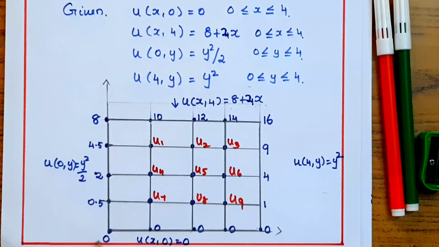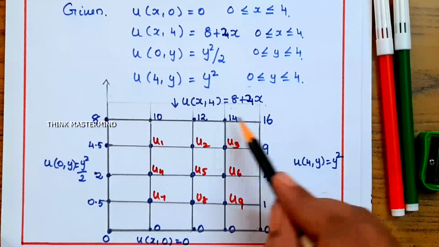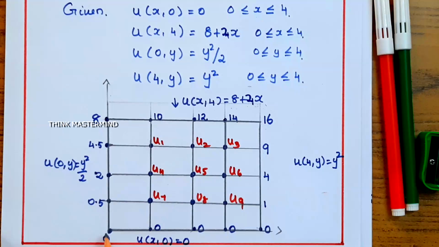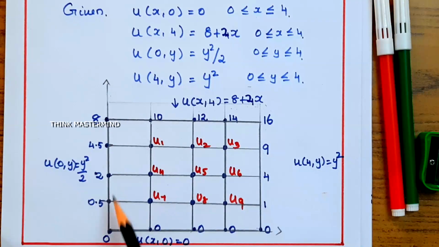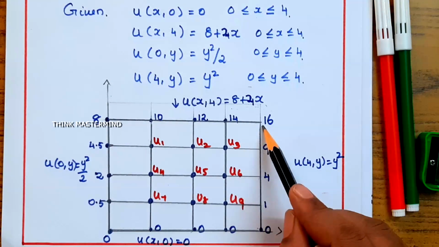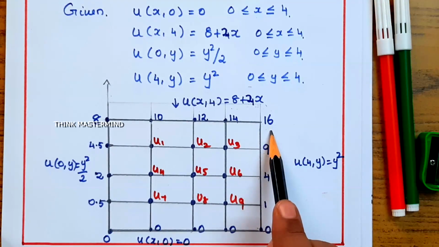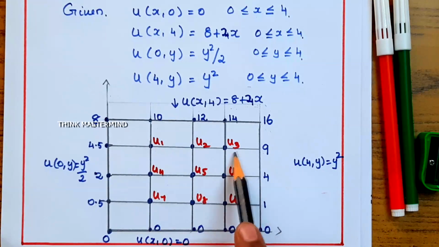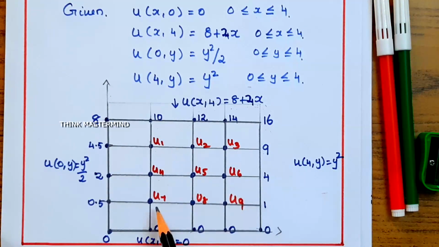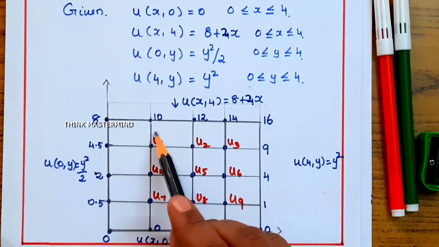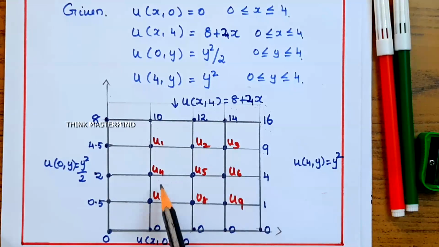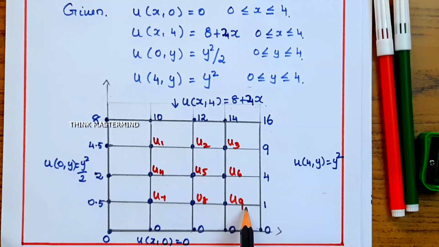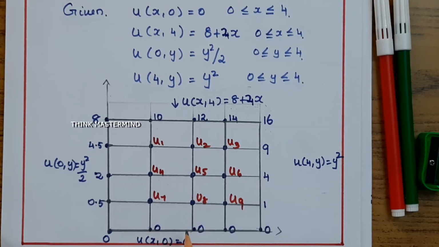Now, using the boundary condition, I fill the boundary of the square mesh. The u values are along the x-axis, along the y-axis, and x is equal to 4 and y is equal to 4. Now the intermediate points are given as u1, u2, u3, u4, u5, u6, u7, u8, u9. So these are all the unknowns. I have to find u1 to u9 values by Liebmann's iteration method.